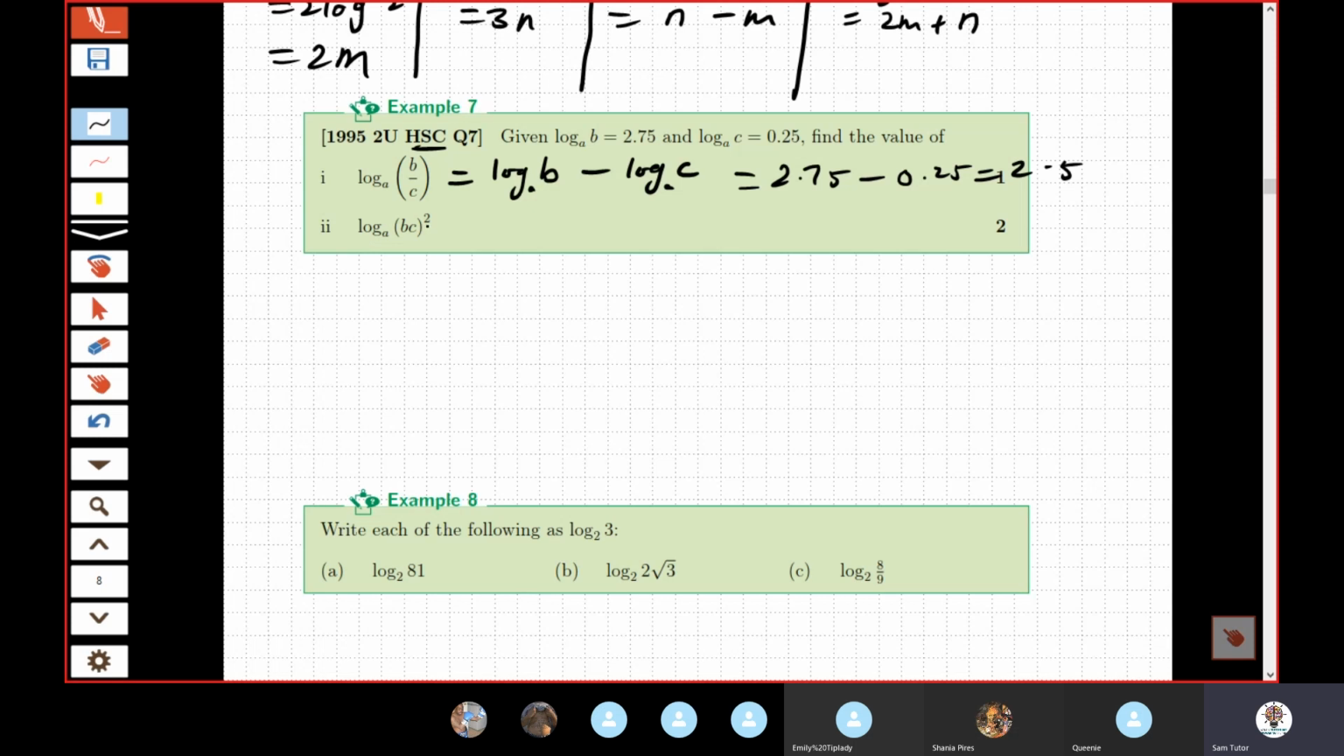1995. What do you do with the power of 2? It's attached to the whole thing. So you first bring the power down, and then log BC becomes log B plus log C. You know, these little a's if you want to write them. Log B is 2.75. Log C is 0.25.